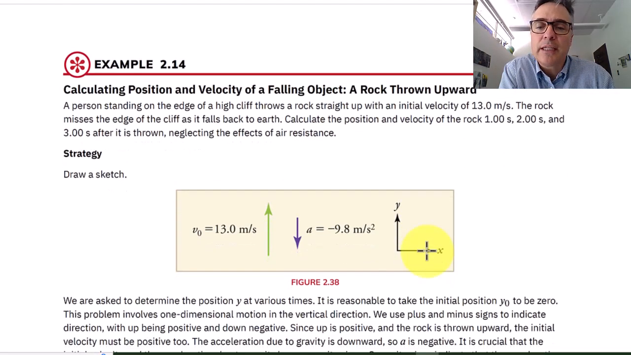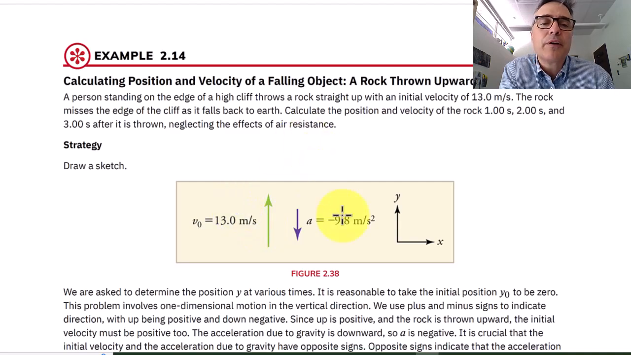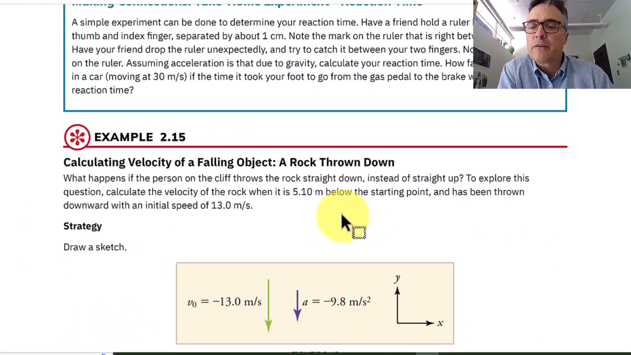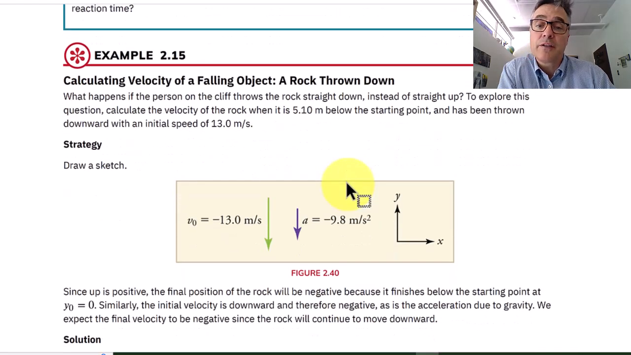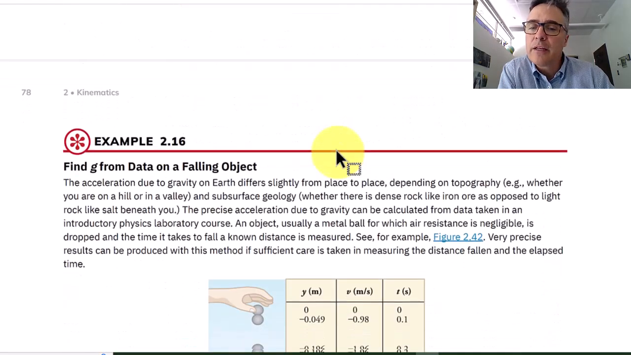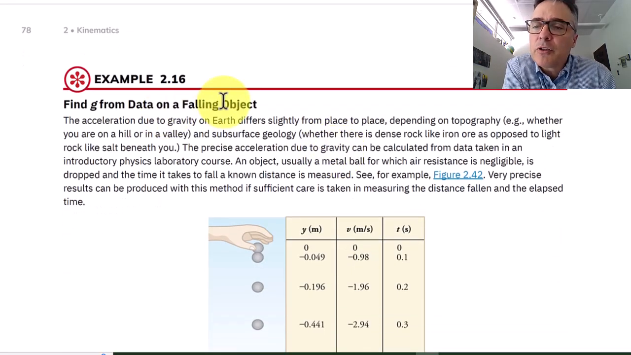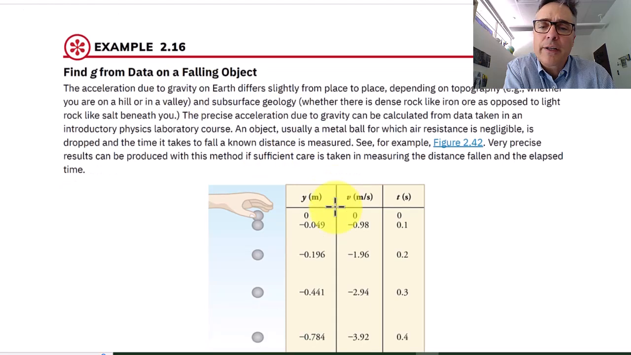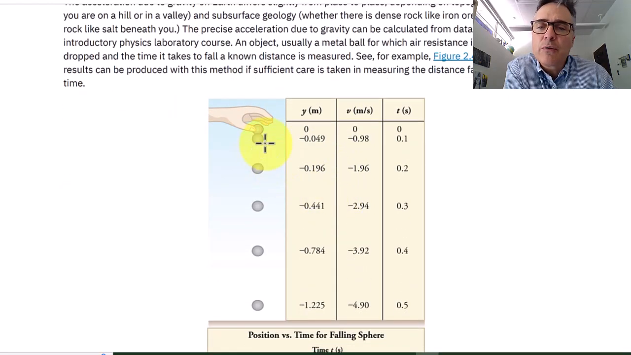There's a couple of good examples. Here's a rock thrown upward, so I encourage you to work through that example. Another example is a rock that is thrown downward, so you can have a negative initial velocity and a negative acceleration. And here's an example I want to pause on, example 2.16, finding g from data on a falling object, because this kind of shows really what happens here.